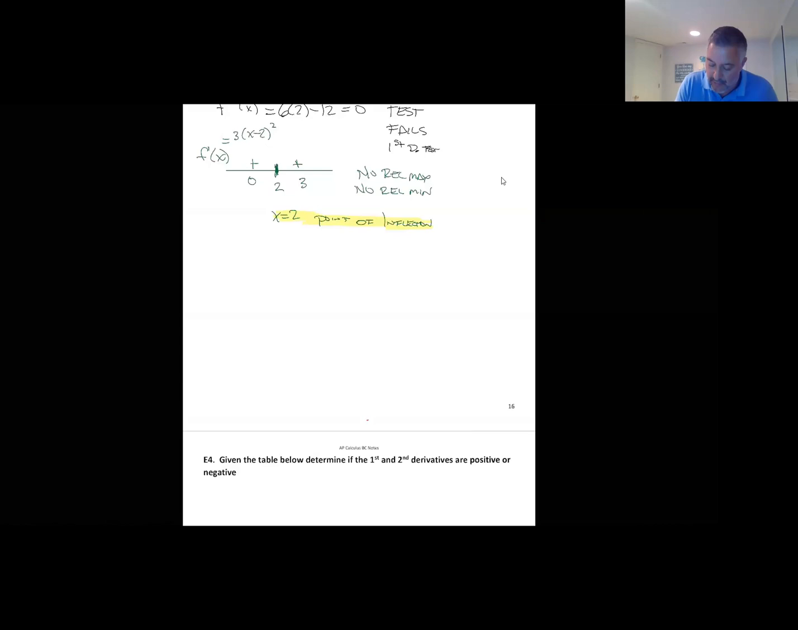All right, we'll call this one E3. Find relative extrema using the second derivative test of y equals negative 3x to the 5th plus 5x cubed.